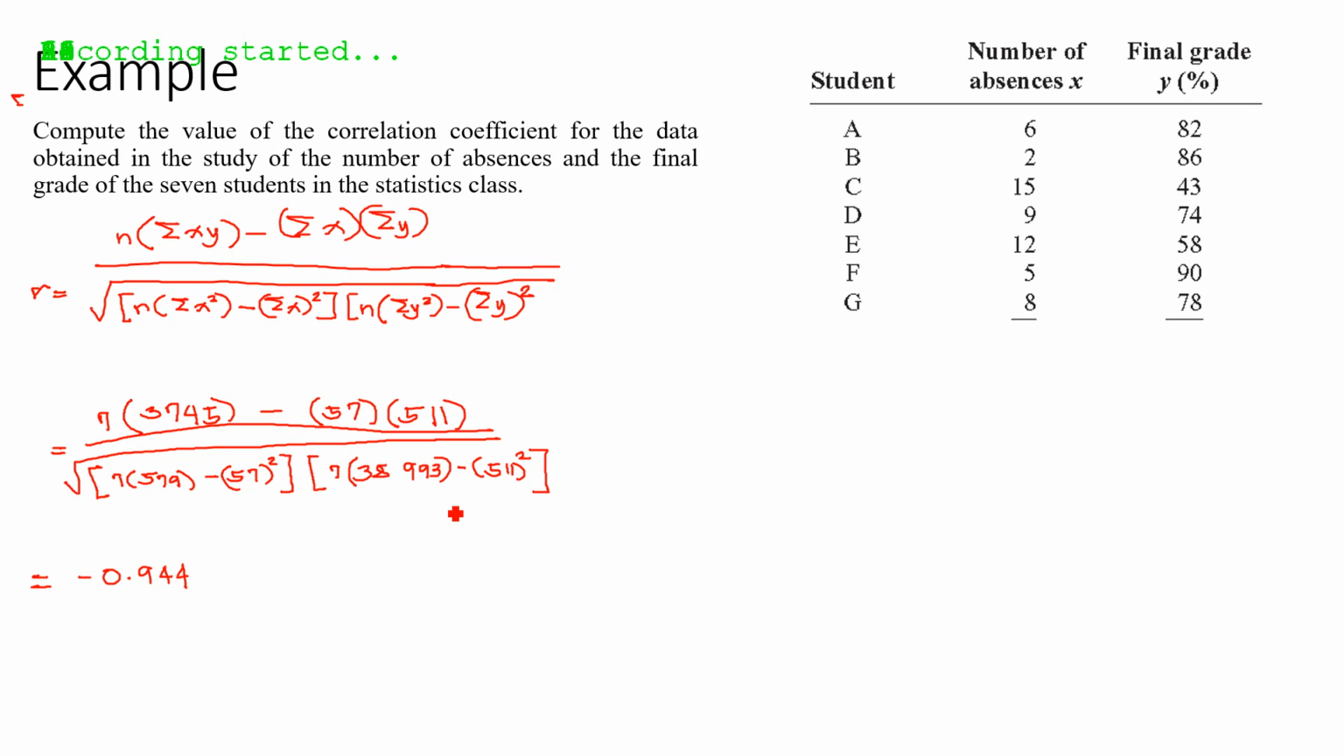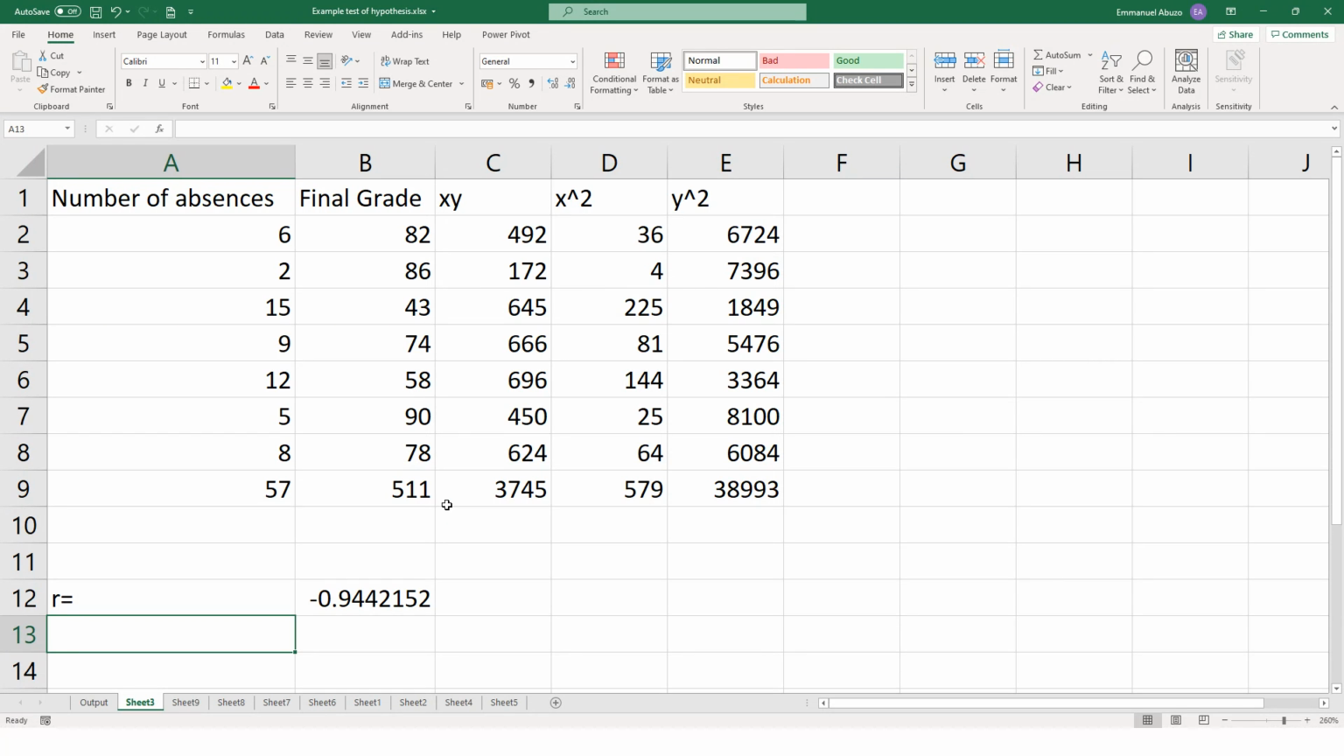Now let's try to do this in our Excel, since the manual computation is very tedious. So how are we going to do this in Microsoft Excel through Megastat? Remember that this is our X and this is our Y. So our independent variable is the number of absences, and the final grade is our dependent variable, since this is affected by the number of absences.